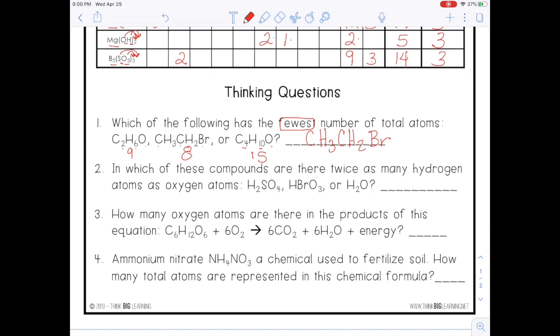All right, in which of these compounds are there twice as many hydrogens as oxygens? So for H2SO4, I have 2 hydrogens and 4 oxygens. That's not twice as many, that's half as many, so it's not that one. Here I have 1 hydrogen and 3 oxygens. That's not twice as many. Here I have 2 hydrogens and 1 oxygen. That one I have twice as many hydrogens as oxygens, so it is H2O.